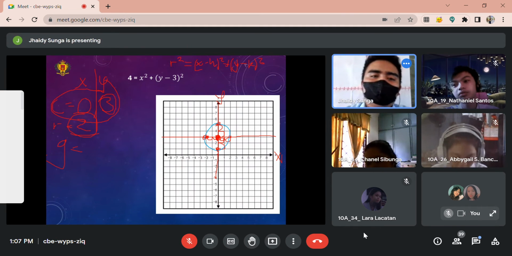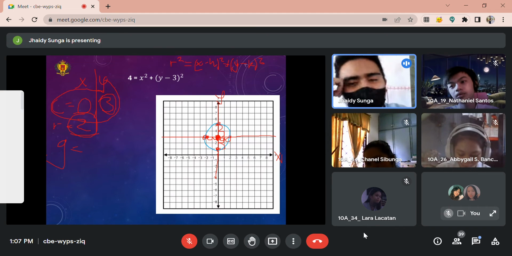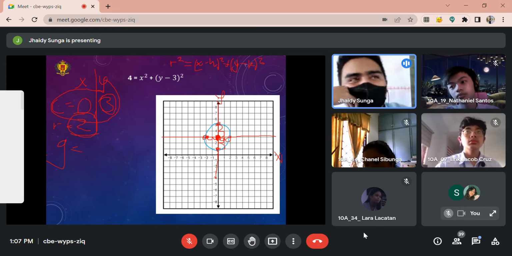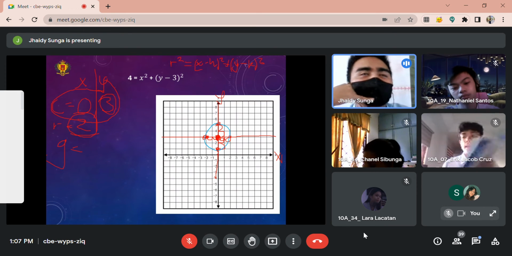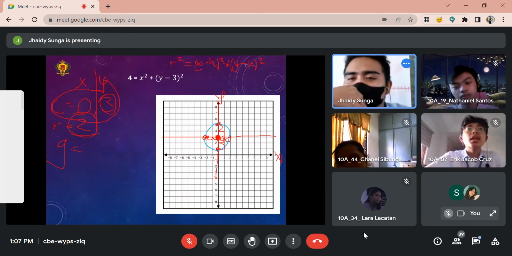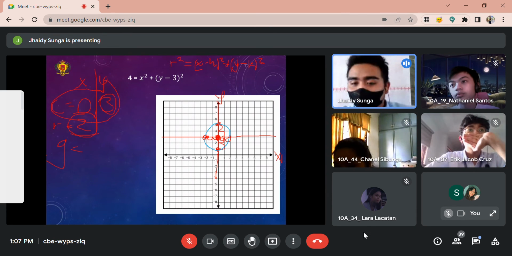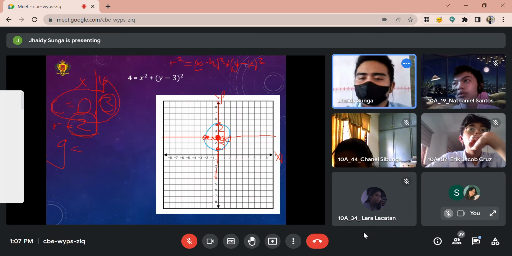Okay, so what I want you to do is, this will be freehand only. You now know how to graph a circle, isn't it? So I want you to make a partition plane. Be generous enough in using the partition plane.